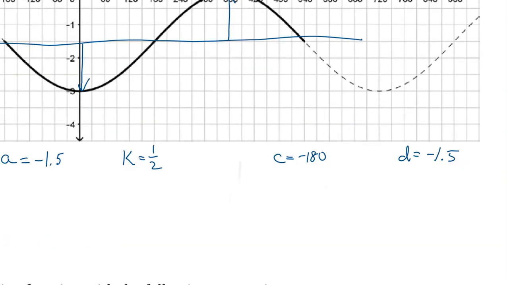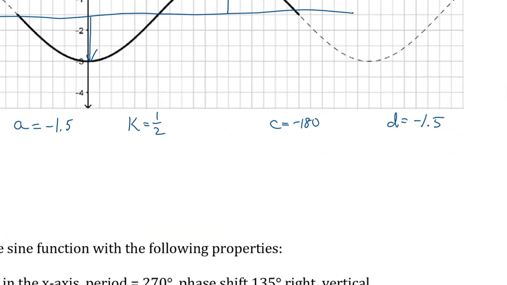Do I have everything? I have everything. The nice thing about writing out the A, the K, the C, and the D with blanks is once they're all filled in, you know you're done. Just don't forget to write the actual formula because that's the whole point. Okay? Y equals, and it's flipped, so don't forget negative 1.5. It's sine. K value, big bracket, K value, small bracket, X plus 180, small bracket, big bracket, minus 1.5.